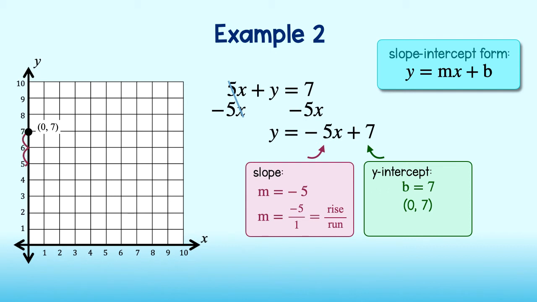1, 2, 3, 4, 5. Next, we will run 1 unit, or go to the right 1 unit, just like so. If this number would have been negative, we would have moved to the left. Okay, so now we have a second point, (1, 2). We can draw a line through the points to make the graph of the equation 5x + y = 7.